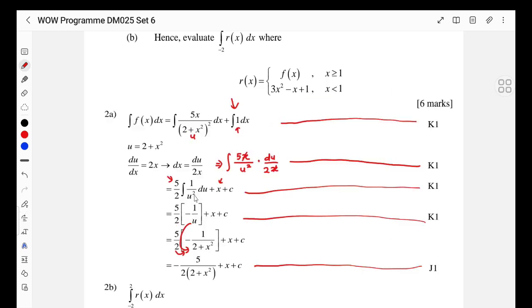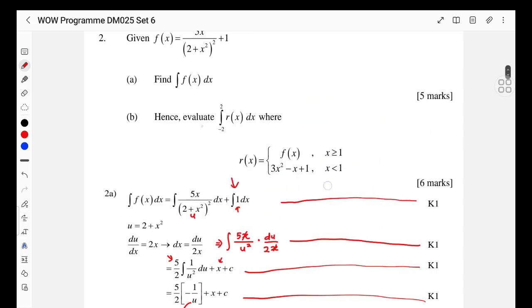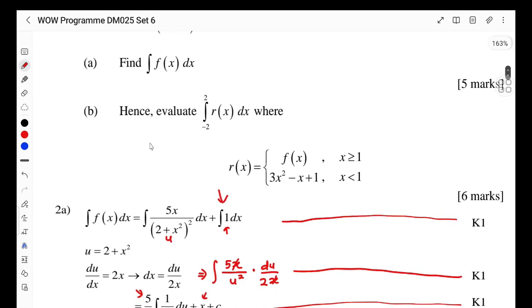Now, for question 2b, as mentioned before, they give you function f(x) in terms of a piecewise function here, f(x) for x greater than or equal to 1 and less than 1. They want you to integrate from negative 2 to 2. So you need to split this function into two functions. From negative 2 to 1, the function that we need to use is for x less than 1, this is the function 3x squared minus x plus 1 dx.